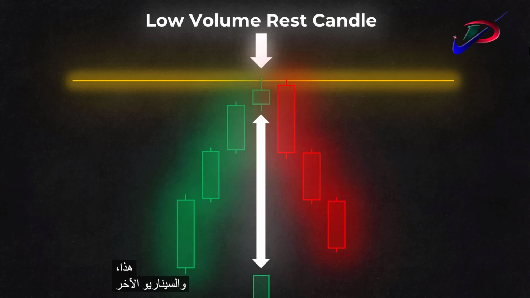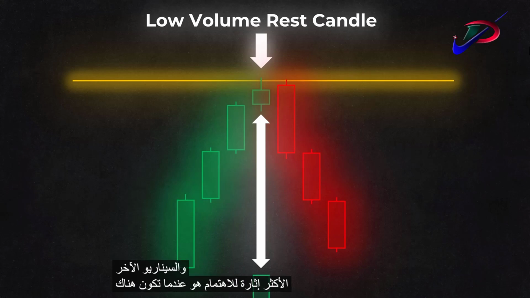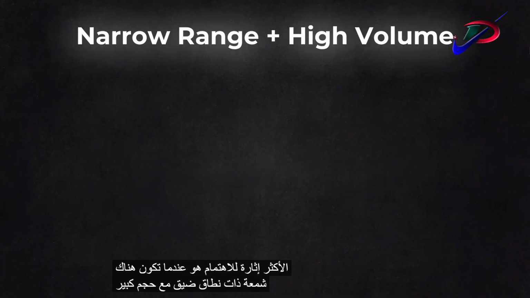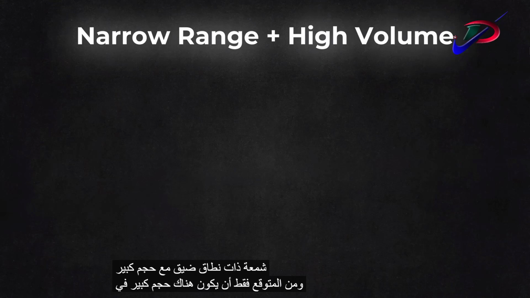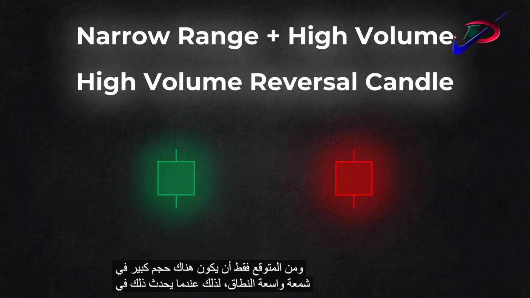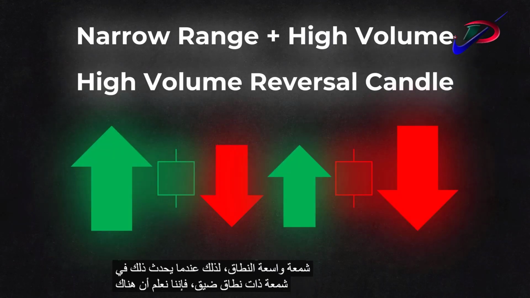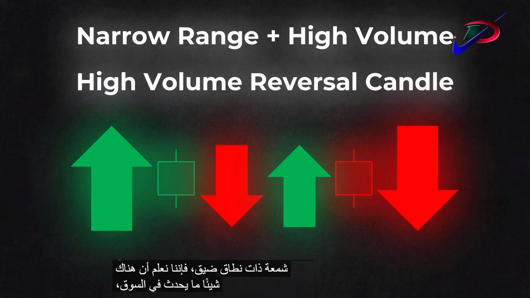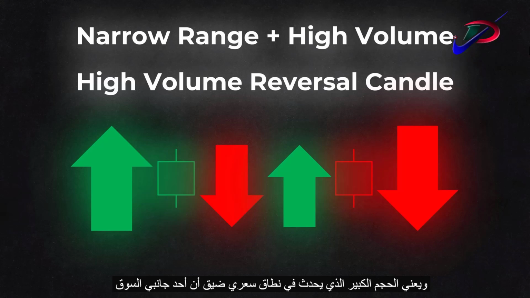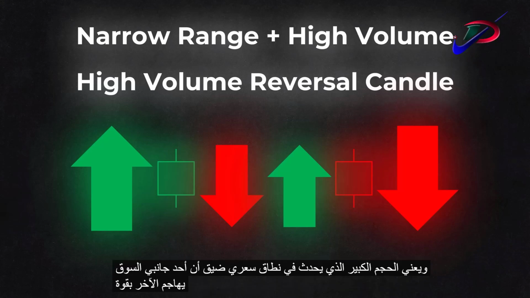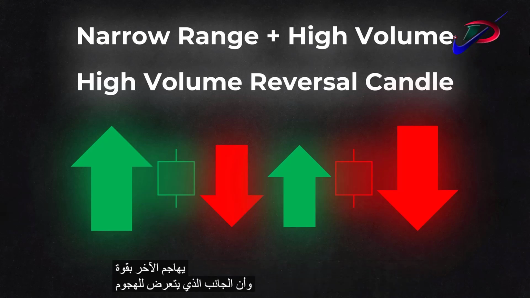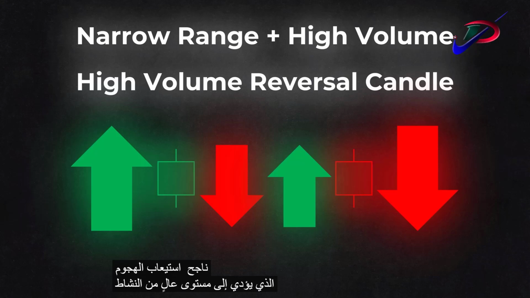The other scenario, which is a little more interesting, is when there is a narrow range candle with high volume. High volume is only expected in a wide range candle, so when it happens in a narrow range candle, we know there is something going on in the market. High volume occurring in a narrow price range means that one side of the market is aggressively attacking the other, and the side being attacked is successfully absorbing the attack. That results in a high level of activity or volume in a narrow price range.